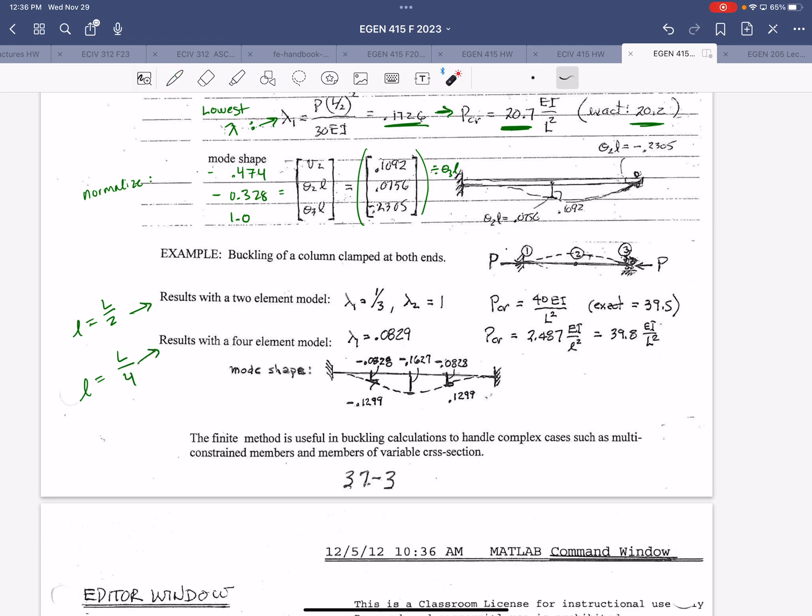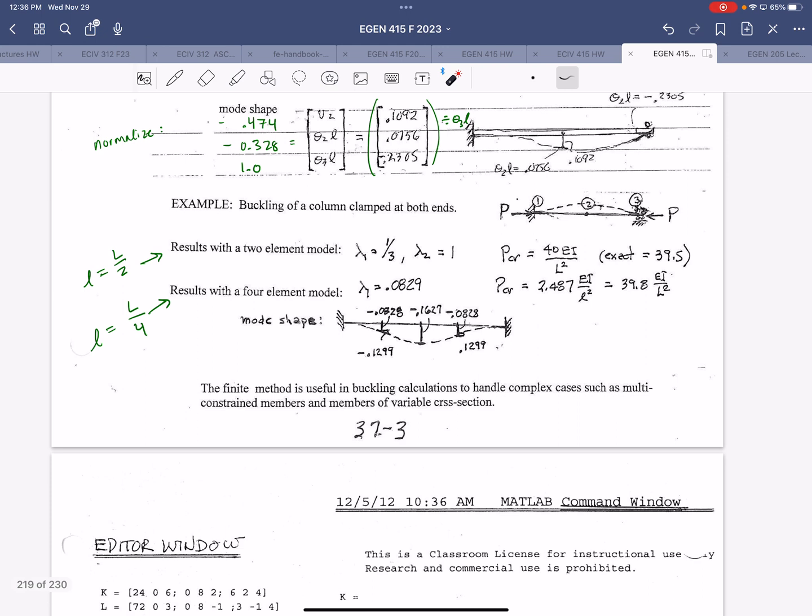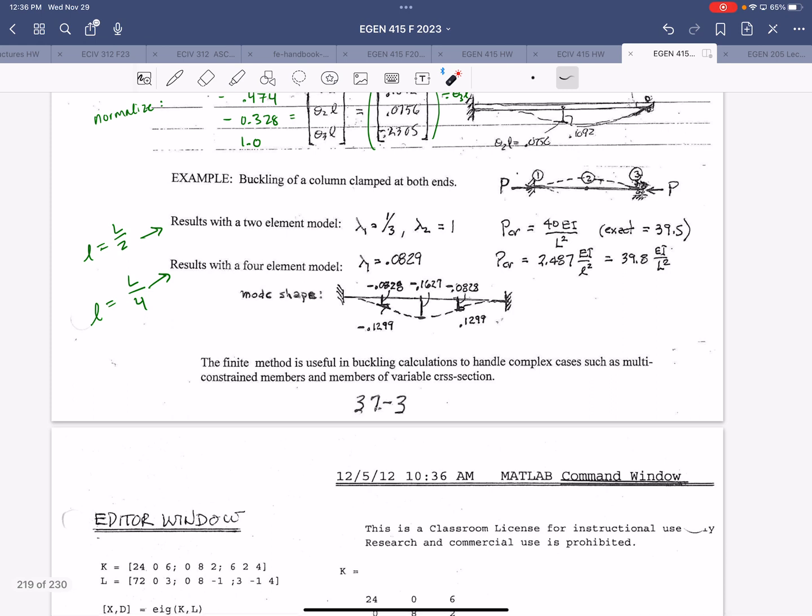Then your lowest eigenvalue would be 0.0829. That would result in a critical buckling load of 39.8 times EI over capital L squared, which is even closer to the exact value, but not that much of a gain for the extra amount of effort, right? So it depends on the configuration, whether you need to add elements beyond 2, right? But not too hard to do in MATLAB, or if you're using that for a solution, right?